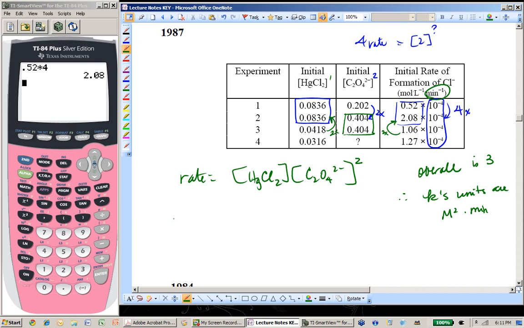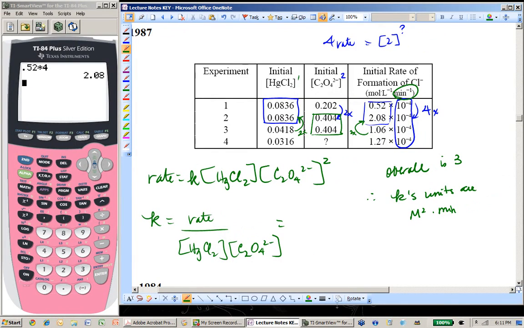So, calculate K. K equals rate divided by HgCl2, C2, that's not Cr, that's oxalate, C2O4, 2 minus. And kids always ask me, do I need to write that? The answer is you oughta. And the reason you oughta is if you goof up and you put the numbers in wrong, then you're going to miss all the points.